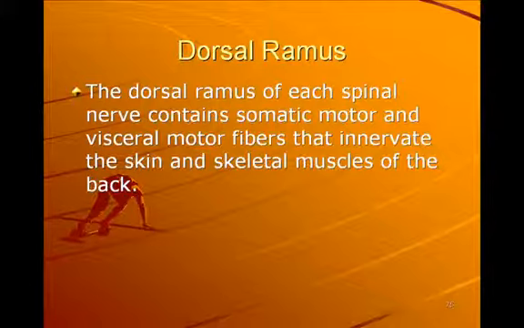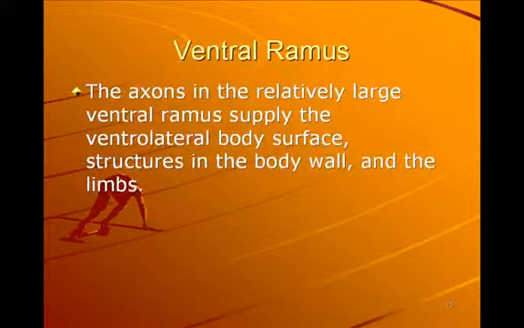The dorsal ramus: each spinal nerve contains somatic motor and visceral motor fibers that innervate the skin and skeletal muscles of the back. The axons in the relatively large ventral ramus supply ventrolateral body surface structures of the body wall and the limbs.